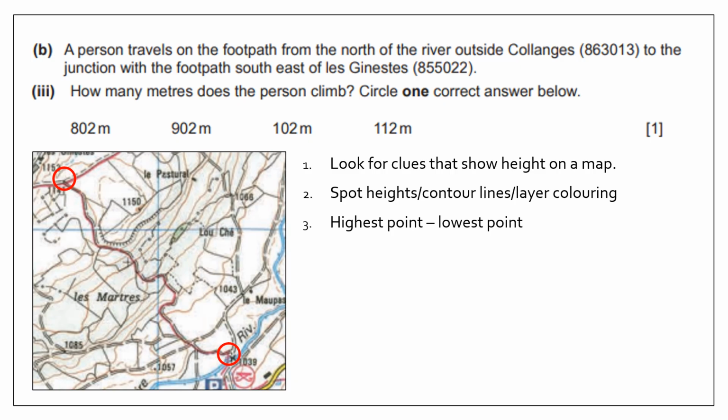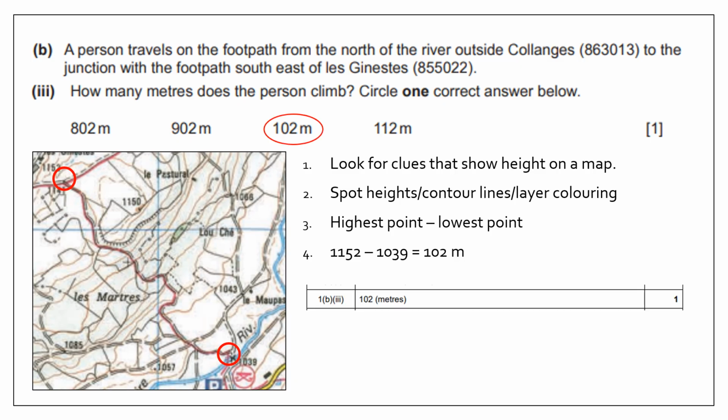I need to work out the highest point, which in this case is 1,152, which is very close to my end point. And the lowest point, which is close to my start point, is 1,039. So with those two measurements, I'm going to take them away, and I should have a difference of 102 meters, which is one of the answers above. So I'm going to circle that and then check it against the mark scheme. Now, like I said, if you want to continue watching to find out how to calculate the gradient of this slope, please do. If not, skip to the next chapter.